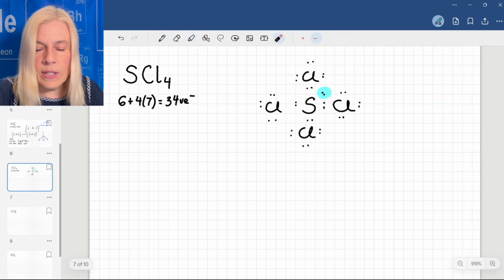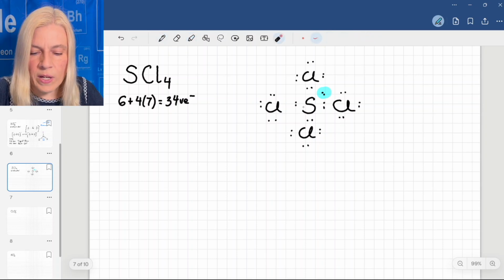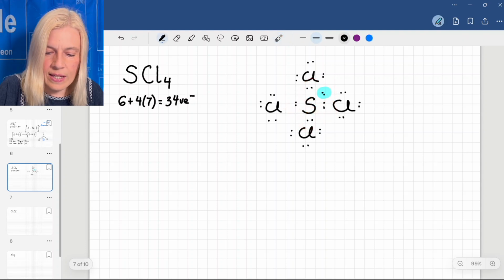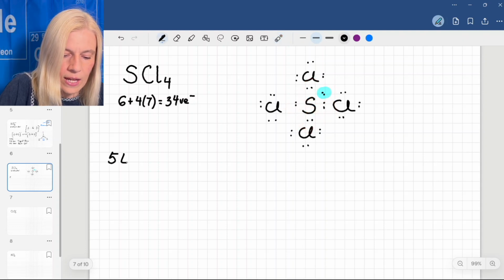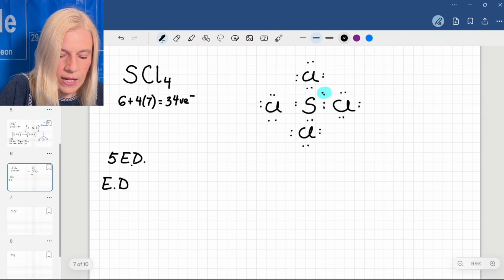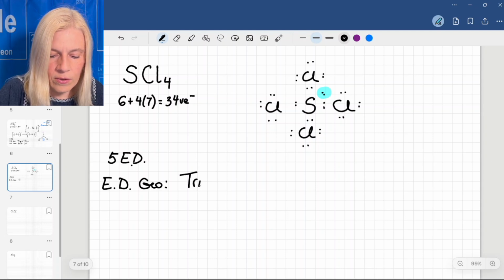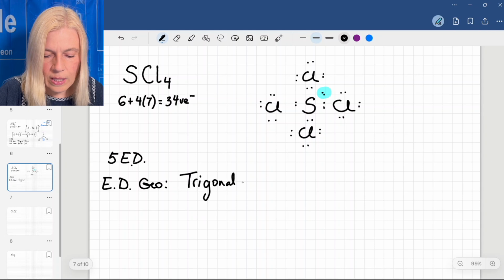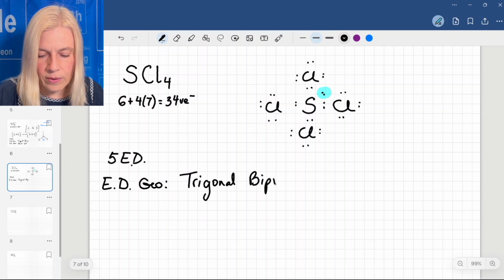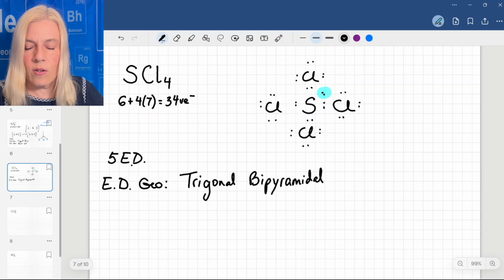So let's count out the electron domains. 1, 2, 3, 4, 5. 5 electron domains. Yes, so 5 electron domains. So my electron domain geometry is trigonal bipyramidal. And remember, that's the hardest one. So let's go through this again.